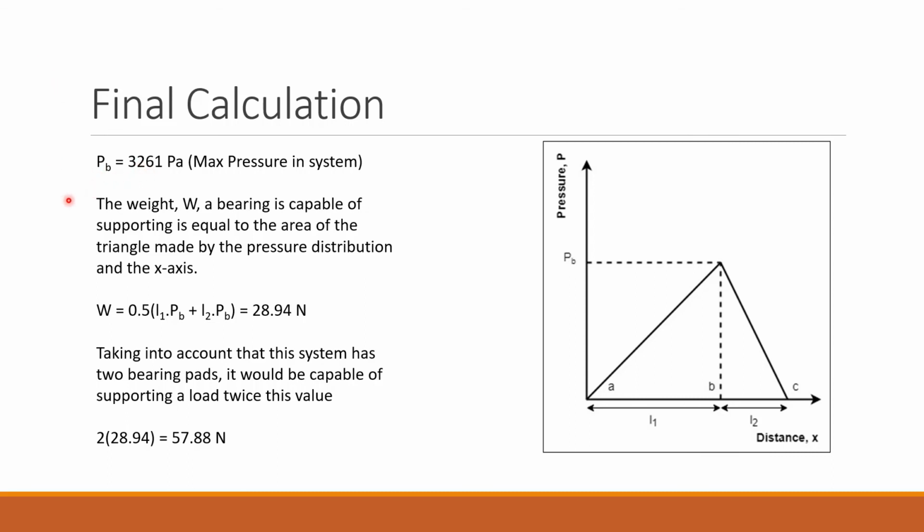So the weight W a bearing is capable of supporting is equal to the area of the triangle made by the pressure distribution curve and the x-axis. We can figure out the area by using this formula. It's just equal to half the base by the height. So what I've done is I've multiplied 0.5 by the base of the first triangle, multiplied by the height, which is PB, plus 0.5 by the base of the second triangle, multiplied by PB. And when you sub that in, you get 28.94 newtons.